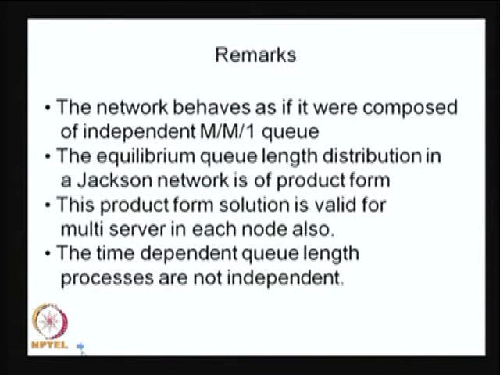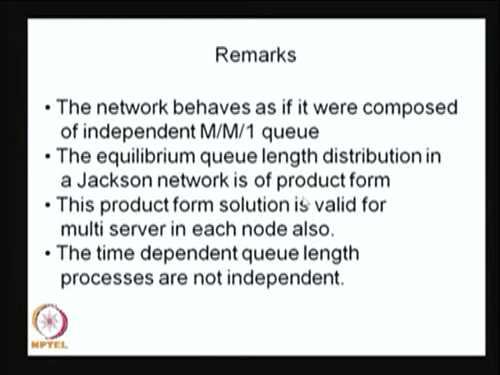Remarks for the open queuing network. The network behaves as if it were composed of independent M/M/1 queues in steady state. That is important. I forgot to write that, in steady state. In time dependent, this is not the case, which I have written as a fourth remark. In steady state, this network behaves as if it is composed of independent M/M/1 queues. So, the equilibrium queuing length distribution in a Jackson network is of product form.